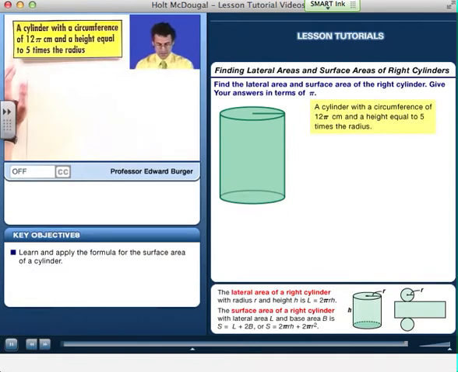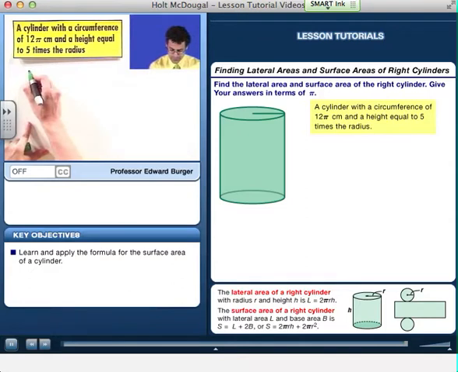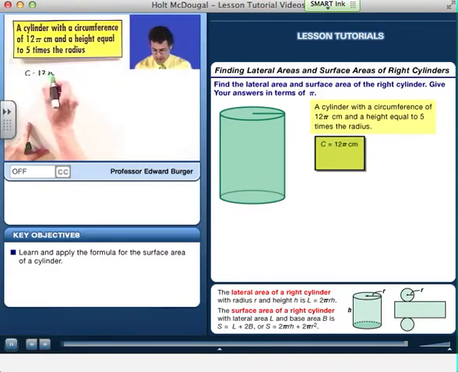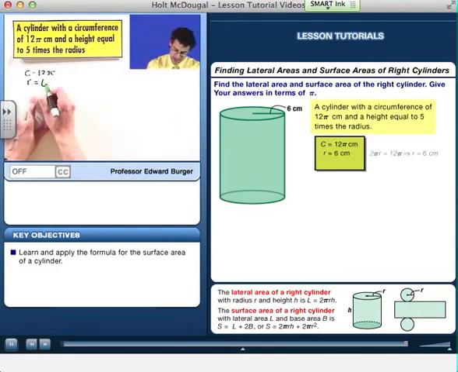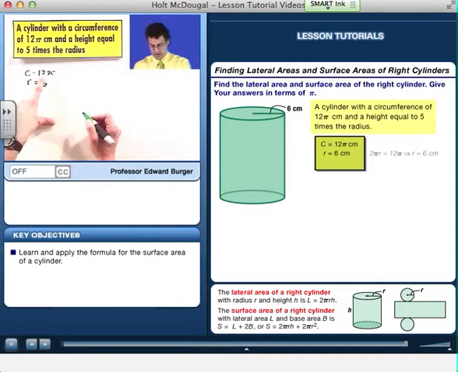Here we go. So we have a cylinder with a circumference of 12 pi centimeters and a height that's equal to 5 times the radius. Wow. Lots of stuff going on here. First of all, if the circumference is 12 pi, what's the radius? Well, we know circumference is 2 pi r, and so therefore 12 pi equals 2 pi r, which means 12 equals 2r, which means r must be 6. So r's got to be 6 in order for the circumference to be 2 times 6 times pi.